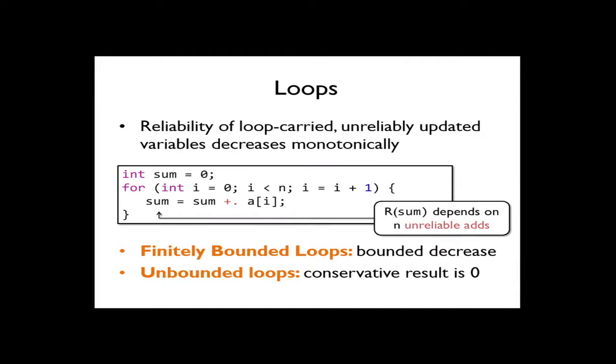In the case of loops, the challenge is that the reliability of a loop-carried, unreliably updated variable is going to decrease monotonically in the number of iterations. So if we can finitely bound these loops, then we can put a finite bound on the decrease in reliability. But for unbounded loops, the conservative result is going to be 0. I encourage you to ask questions at the end of the talk on how we can refine that, because we're finding that there are different patterns that these loops implement, and there may be different specifications or analyses that give more precise results.